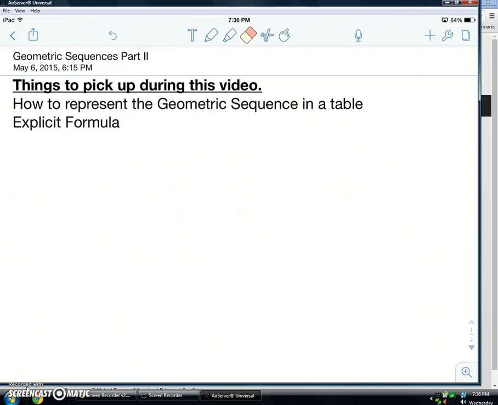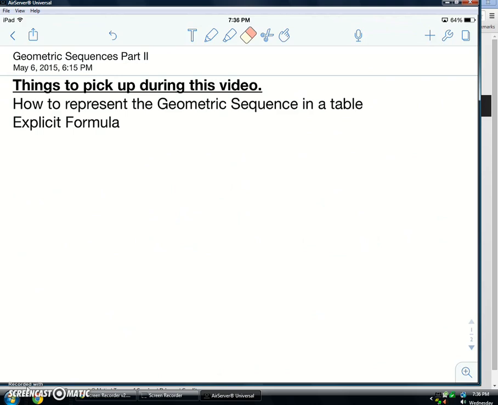All right, here we go. The second part of geometric sequences. We've talked about initial values. We've talked about a common ratio. Things I want you to pick up during this video: first is how to represent the geometric sequence in a table.